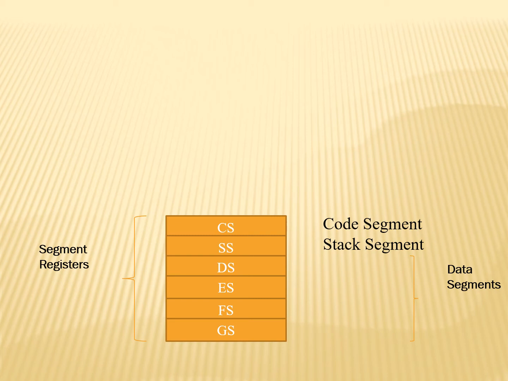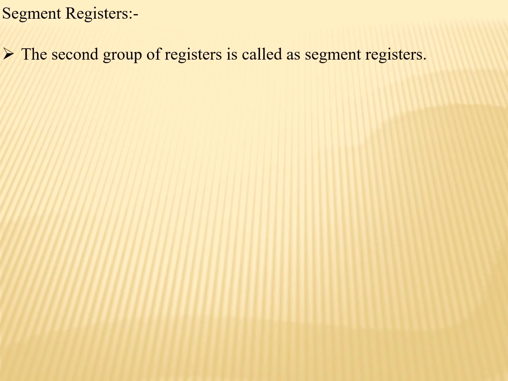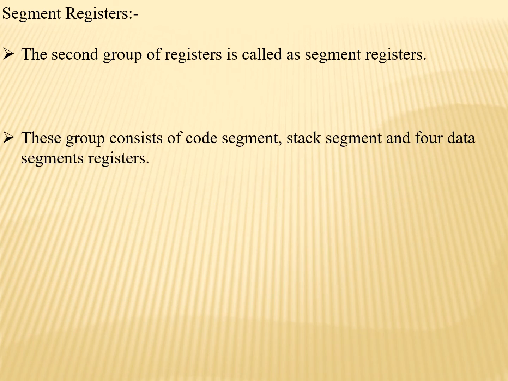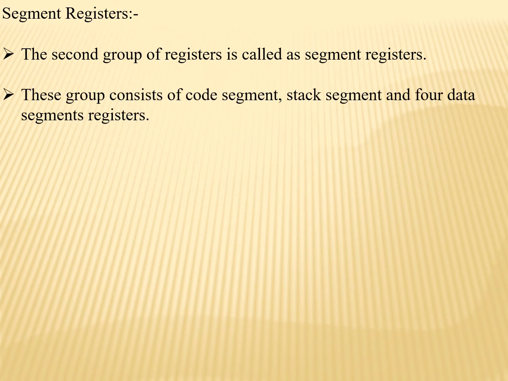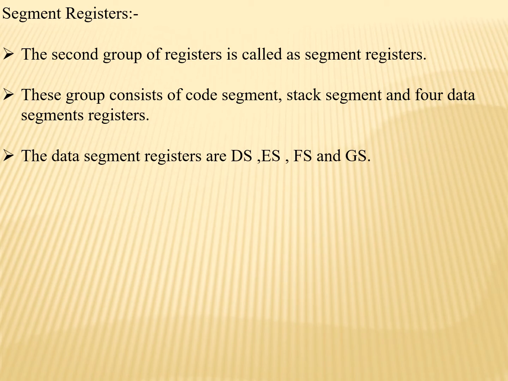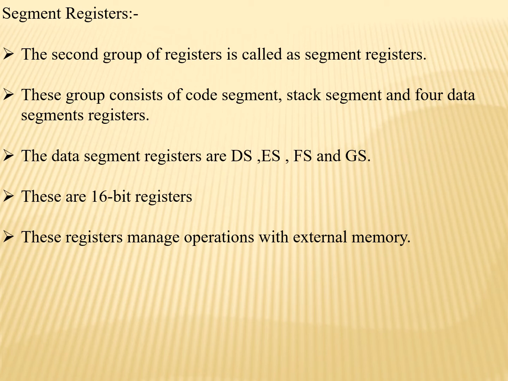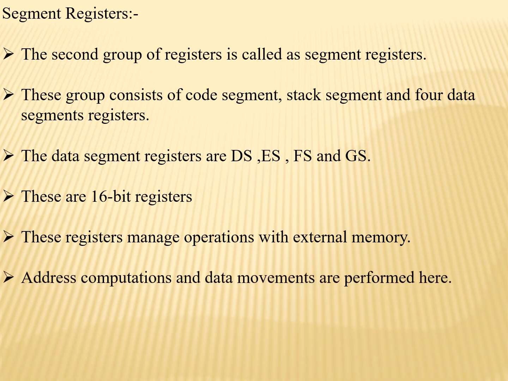The segment registers play a very important role with external memory. All data transfer operations and computation take place with the help of the segment registers. The second group of registers is called the segment registers. This group consists of the code segment, stack segment and 4 data segment registers. The data segment registers are DS, ES, FS and GS. These are 16-bit registers. These registers manage operations with external memory, where address computation and data movements are performed.